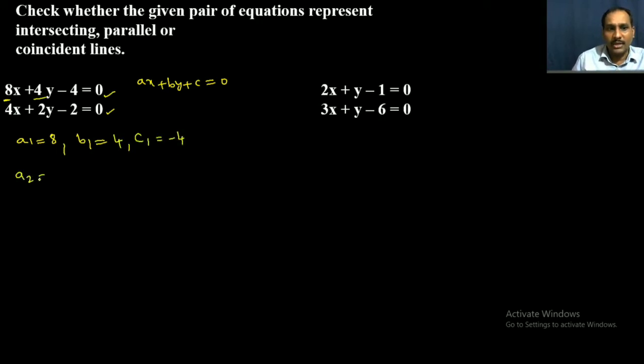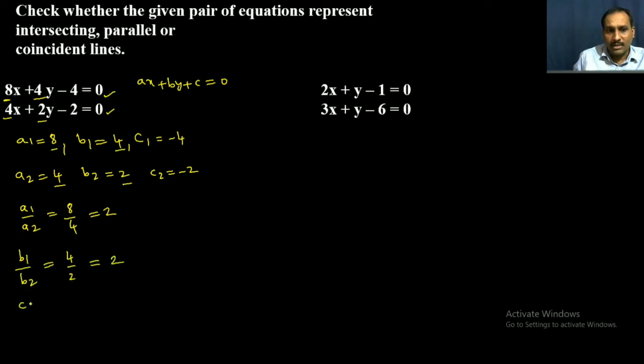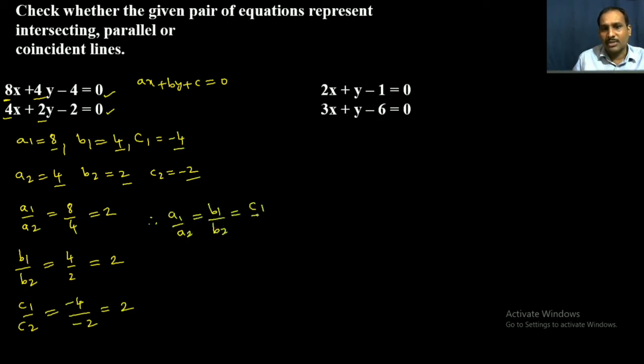and a2 is 4 and b2 is 2, c2 is minus 2. Let us find out the value of a1 by a2. That is 8 by 4, that is 2. Next b1 by b2, that is 4 by 2, that is 2. c1 by c2, that is minus 4 by minus 2, that is also equal to 2. Therefore, we can say that a1 by a2 is equal to b1 by b2 is equal to c1 by c2.